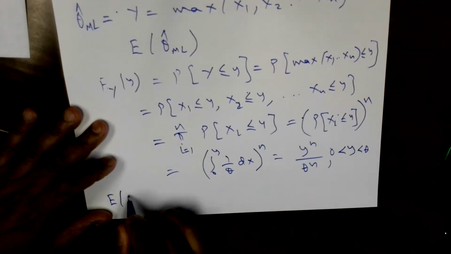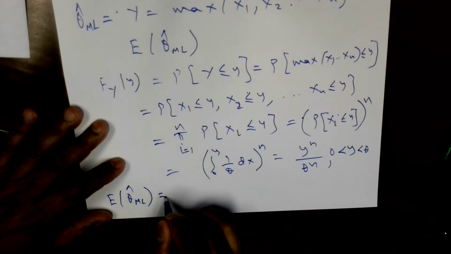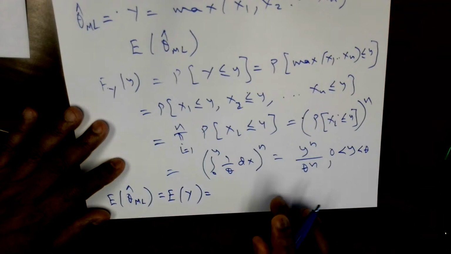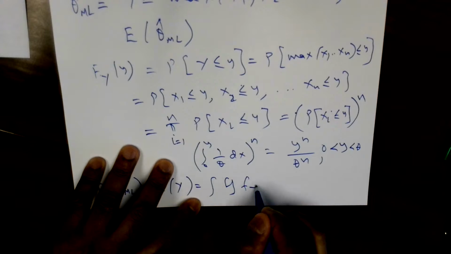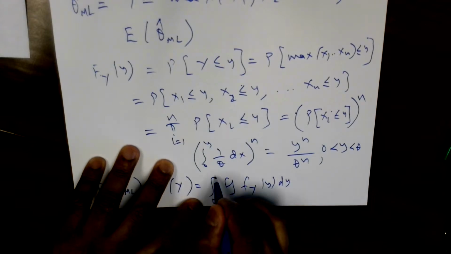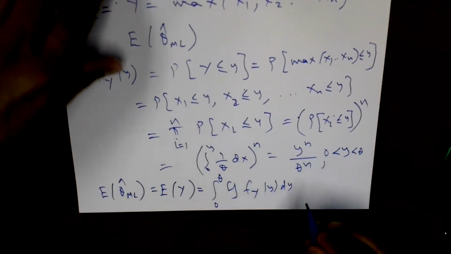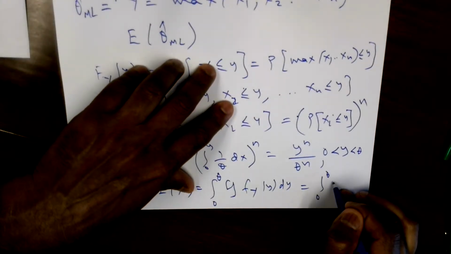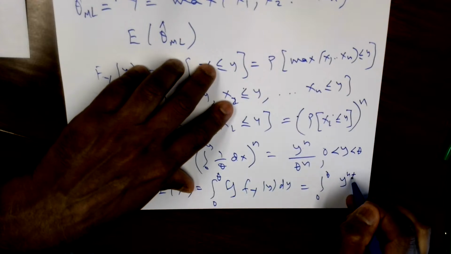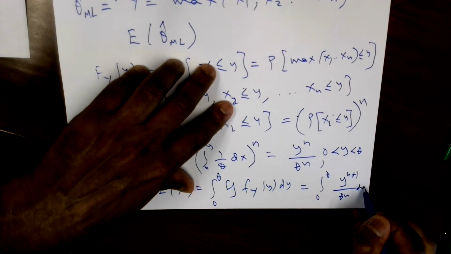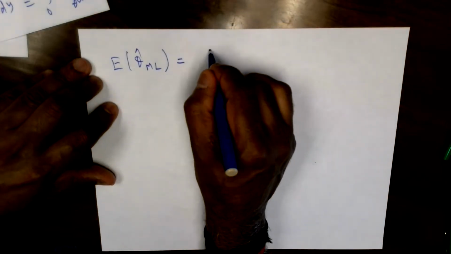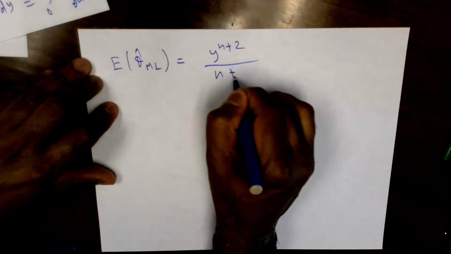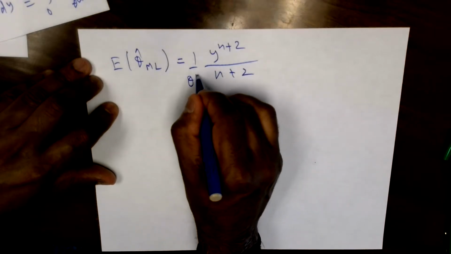So now we can find the expected value of theta hat ML. That's the expected value of y. So that's the integral of y f_Y(y) dy. Y goes from 0 to theta. Let me substitute this function. So this is the integral from 0 to theta of y times n y^(n-1) over theta^n dy. So the expected value of theta hat ML turns out to be n over (n+1), times theta.